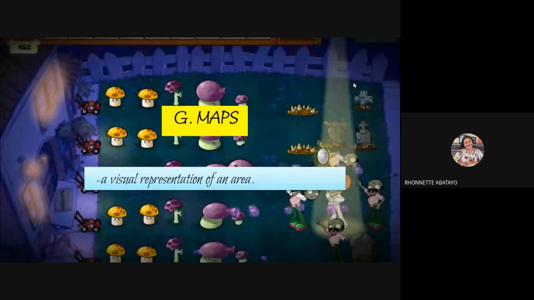Another way to help your class be more engaged is the usage of maps. Maps are representations of a surface of the earth, or an area, and they have four major directions and another four secondary directions. What are those four directions in maps?